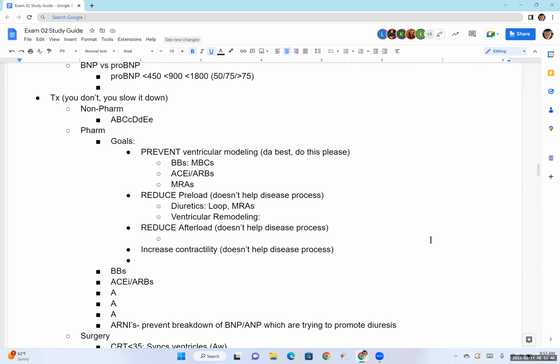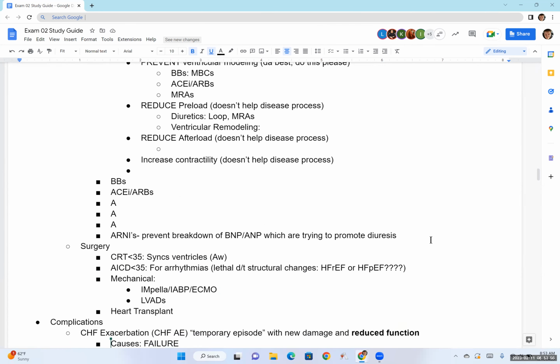Okay, so that's left and right heart failure and the causes and the general stuff. Touched a little bit on treatment, pharmacological, and then surgery, we can replace the heart.